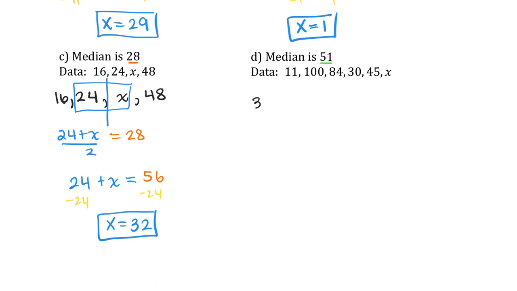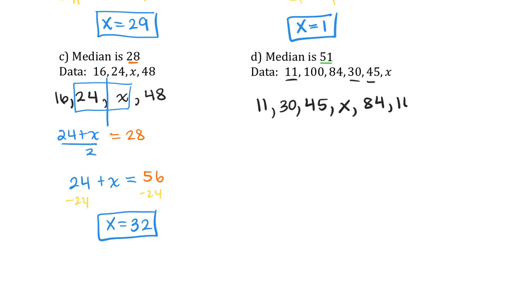So the 30 is first. The 45 is next. Now, do we think that the X is next? Or do we think that, oh, I forgot the 11. Hold on. This is why you should cross them off as you go. 11, then 30, then 45. Now those were all the lowest numbers. Should an X go next or the 84 go next? Well, if I put 84 next, then 84 plus 45 divided by 2 should be 51, but that's like 60 something. So the X must be here.